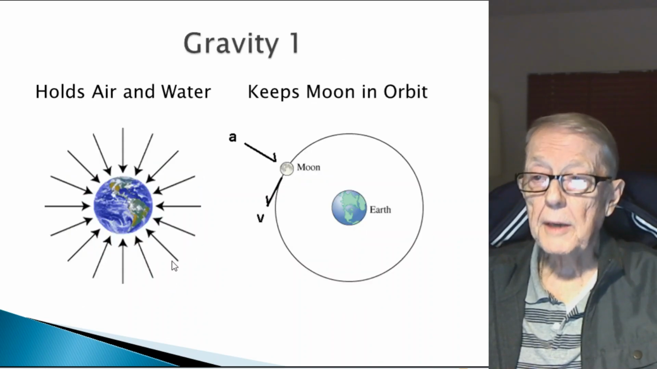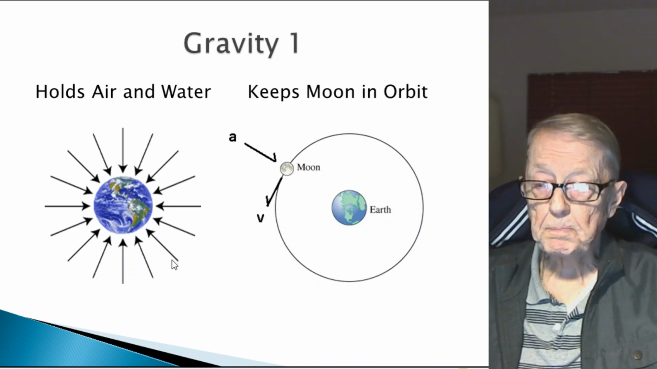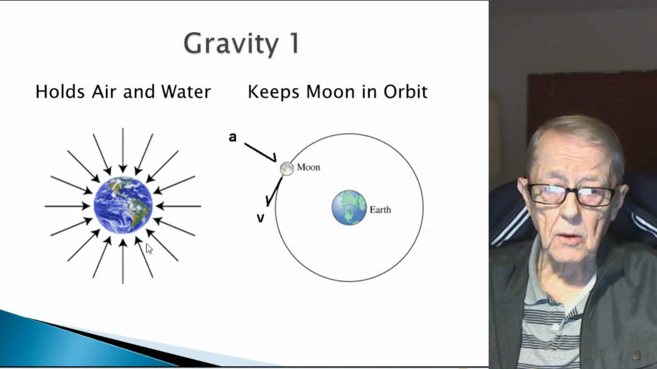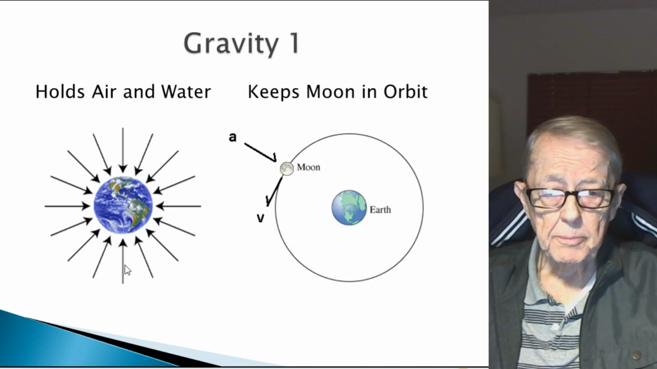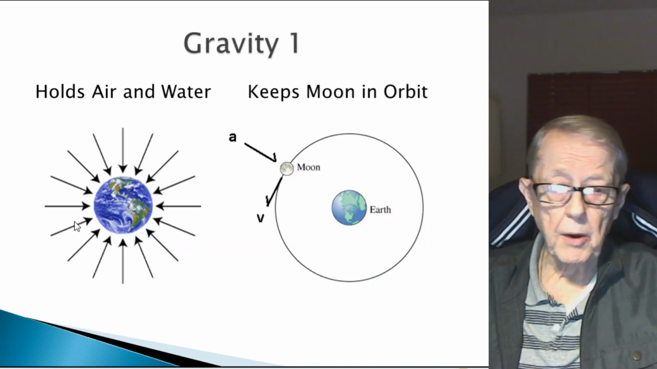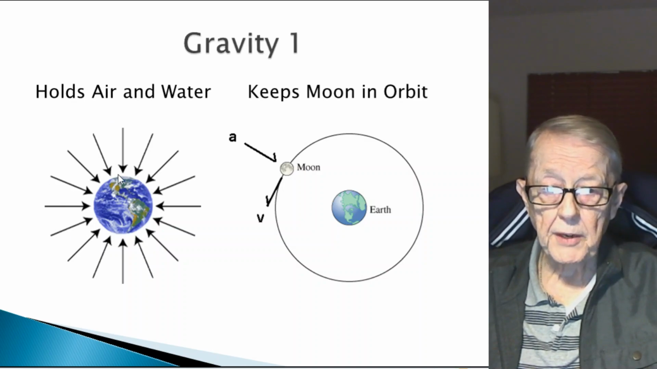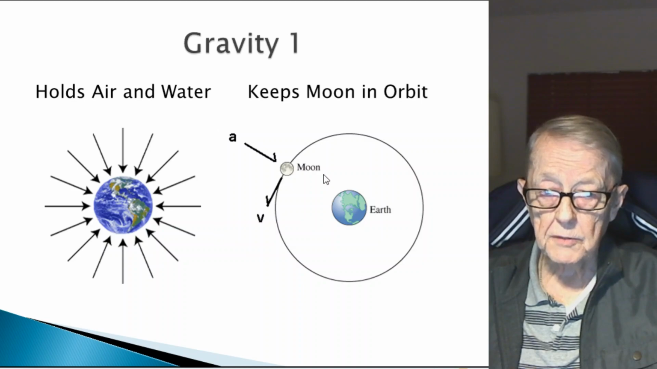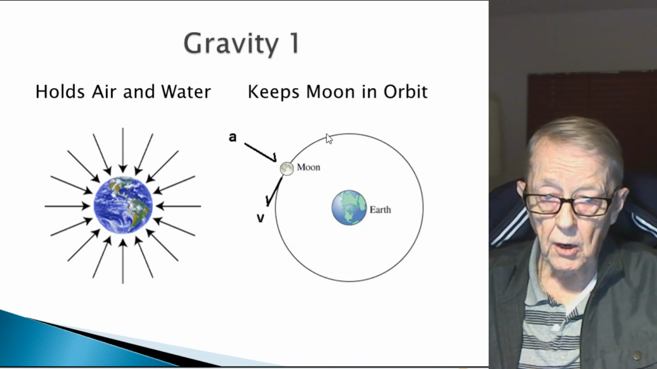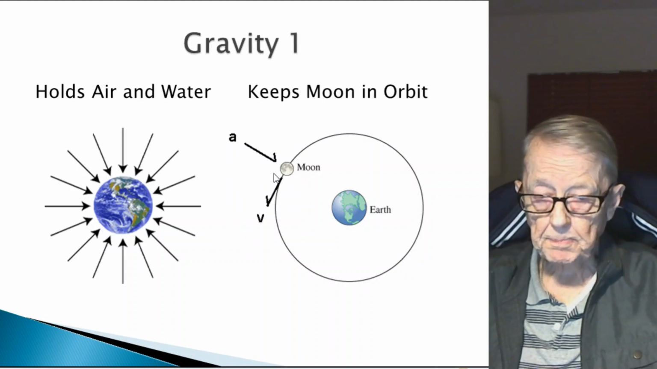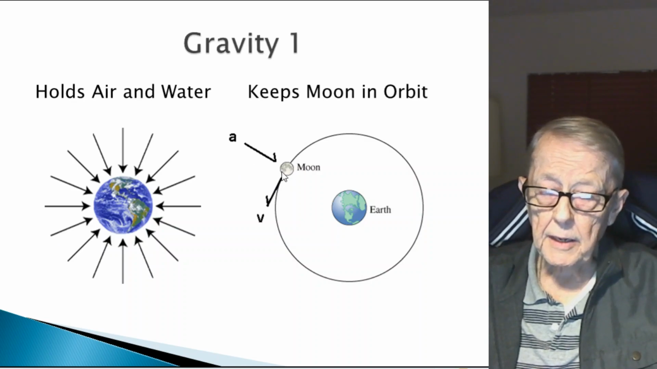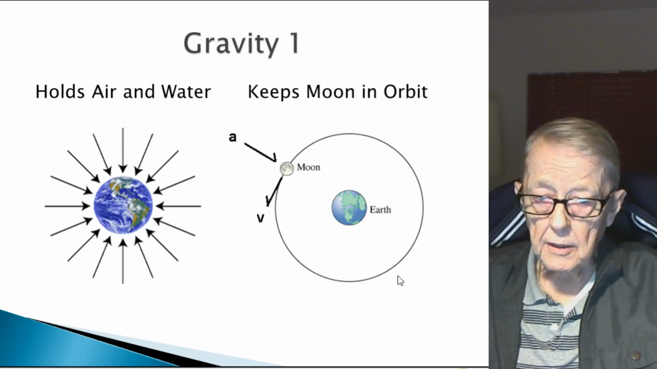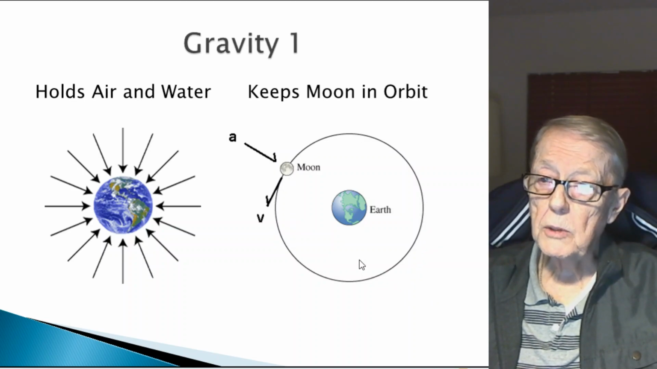Now, the particle model has two gravities. Gravity 1 keeps the Earth together. It holds air and water and other stuff together around the Earth. It also keeps the moon in orbit. This is the force of acceleration, which is all the way around, just like this. And this gravity force can cause a circular motion.